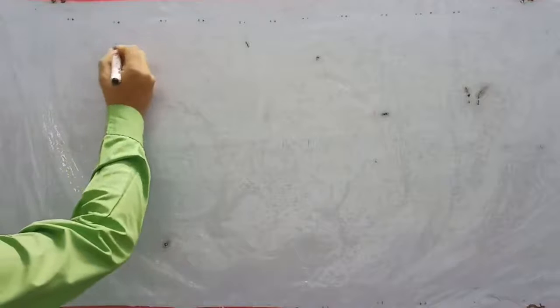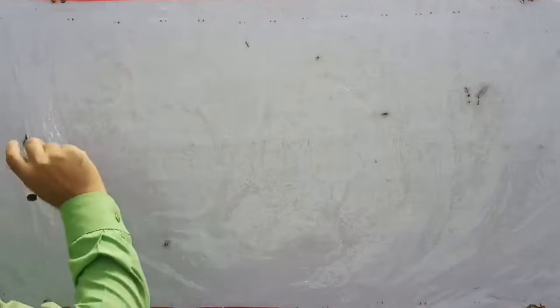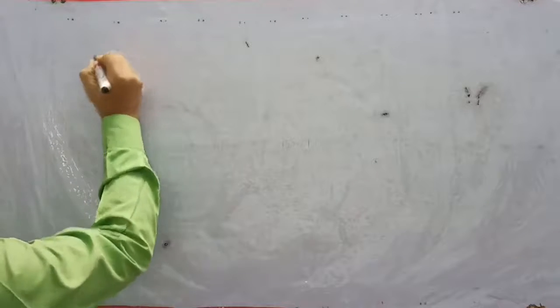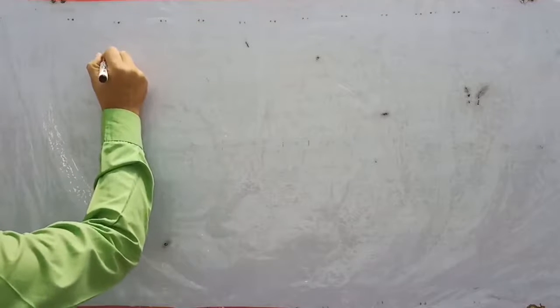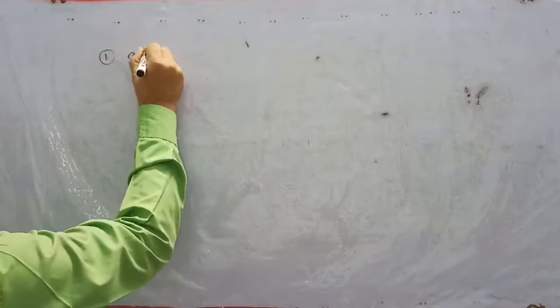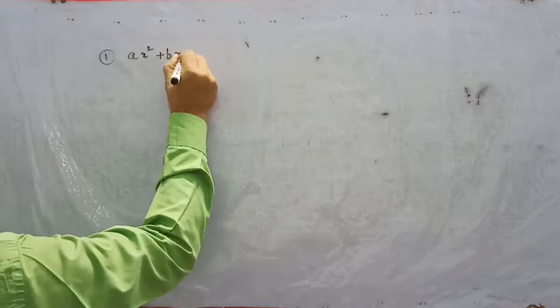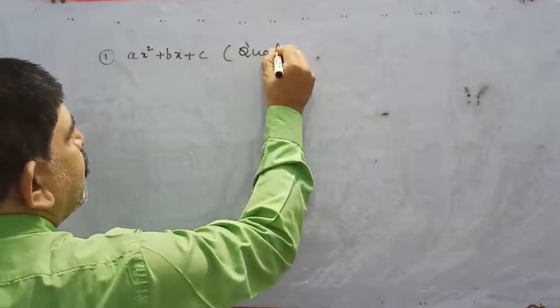Before we start, how many types of polynomials are there? How many types of quadratic polynomials are there? Now we are discussing only quadratic polynomials. How many types of quadratic polynomials? First one, ax square plus bx plus c. This is the quadratic polynomial.